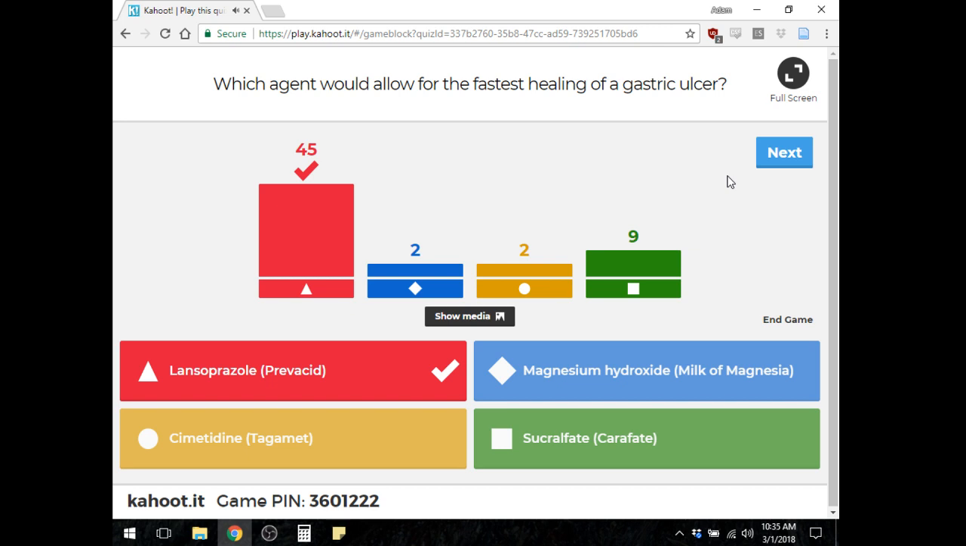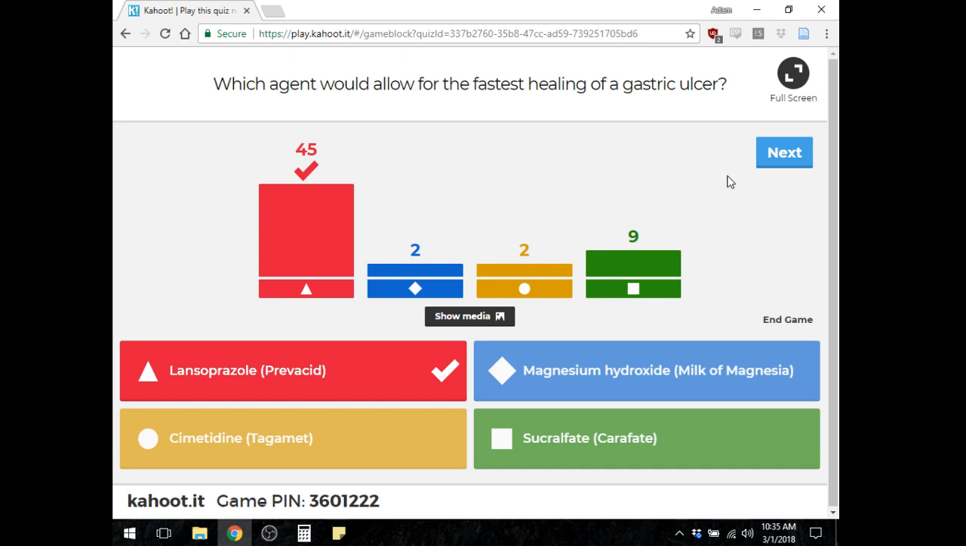So again, lansoprazole being what type of drug? PPI, proton pump inhibitor. Those are going to be the most potent at decreasing gastric acid production, right? So those are going to allow for the most suppression. You're going to have the best ability for those ulcers to start to heal. So remember, if we looked at those treatment times, you'd see that you can get between 2 and 4 weeks for a PPI versus maybe 4 to 8 weeks for something like an H2 blocker.